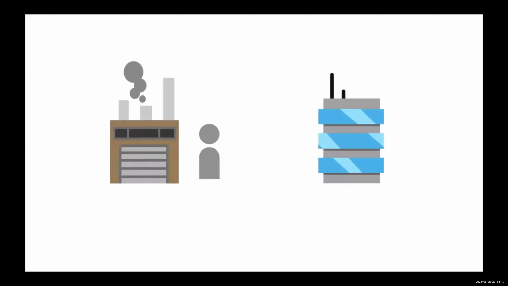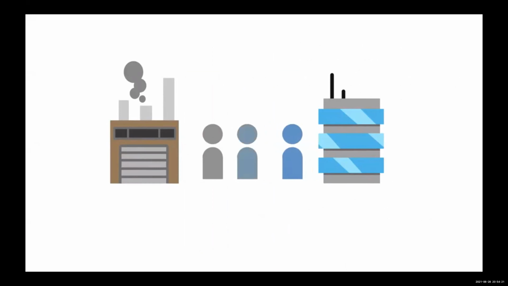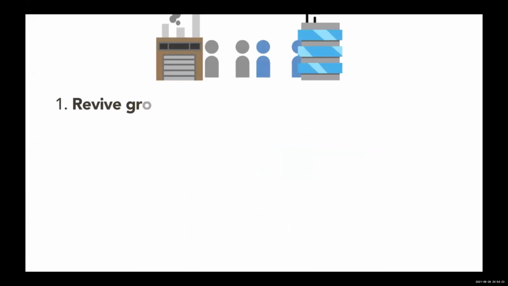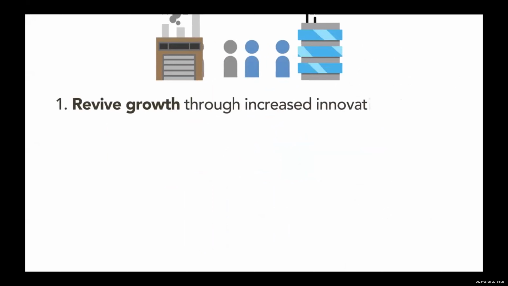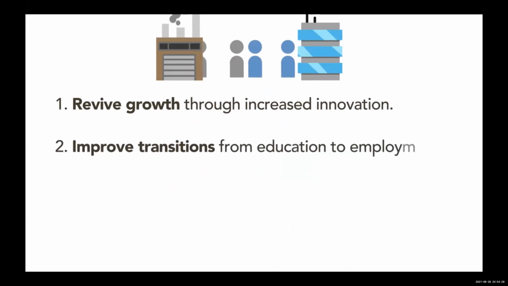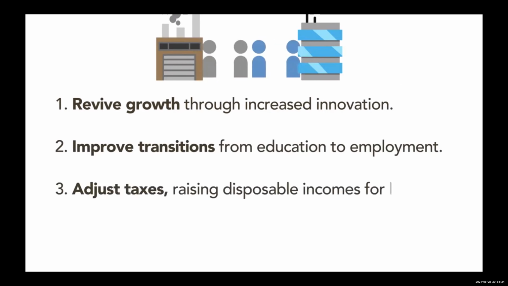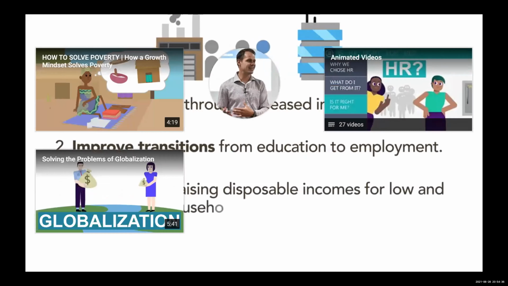To help workers transition to better jobs, governments and companies may focus on 3 initiatives. The first is to revive growth through increased innovation. The second is to improve transitions from education to employment. And the third is to adjust taxes, raising disposable incomes for low and middle income households.